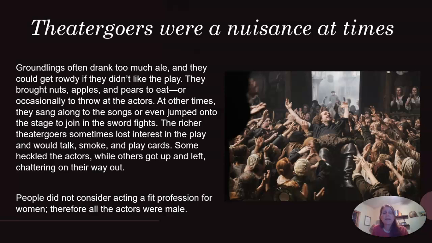People did not consider acting a fit profession for women, so all actors were male.